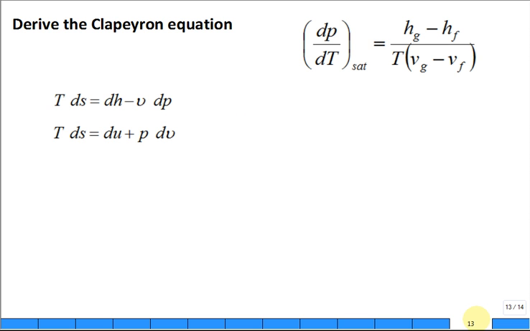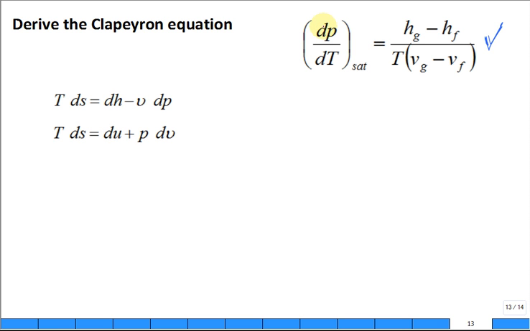Here's an equation. It's called the Clapeyron equation. This equation right here. And we want to challenge ourselves. We want to go ahead and derive the Clapeyron equation. So how do we derive this Clapeyron equation? Let me try and interpret it first.